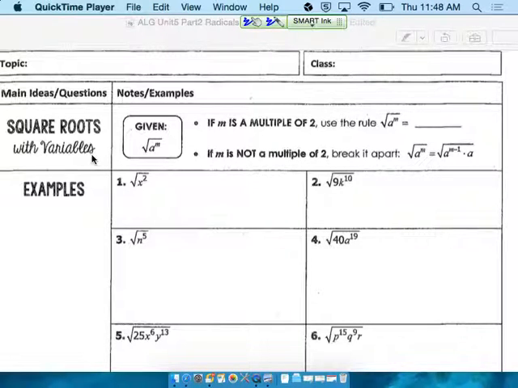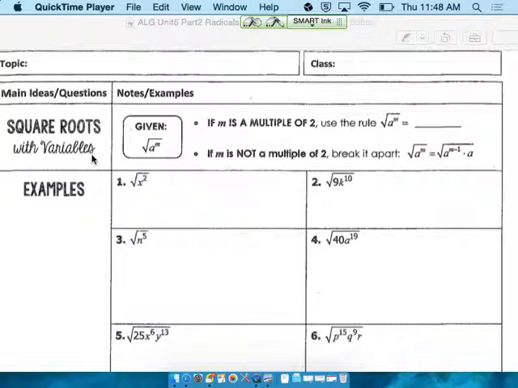Okay, now let's discuss in this video monomials under a radical sign, how to determine if a variable raised to a power is a perfect square, and if so, how do you do that? And I believe we only have square roots here.